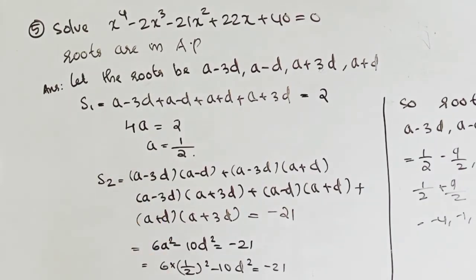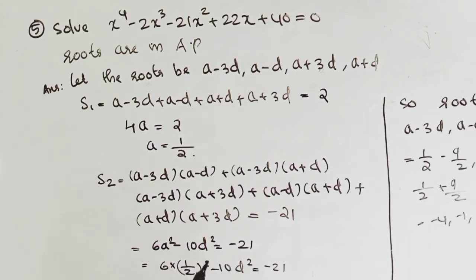The next is S2. S2 is a minus 3d into a minus d plus a minus 3d into a plus d, then a minus 3d into a plus 3d, a minus d into a plus d, plus a plus d into a plus 3d. That is multiplying two of the terms. So this is equal to C by A. C is minus 21, that is minus 21 by 1, that is minus 21 itself. Cancelling all this, we will get 6a square minus 10d square. So 6a square minus 10d square is minus 21.